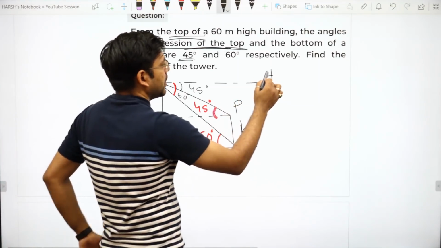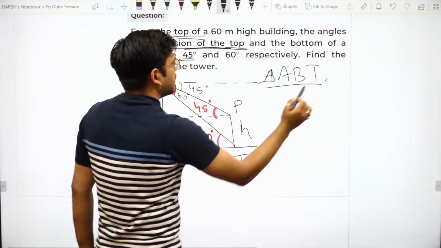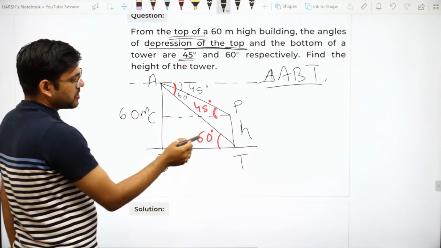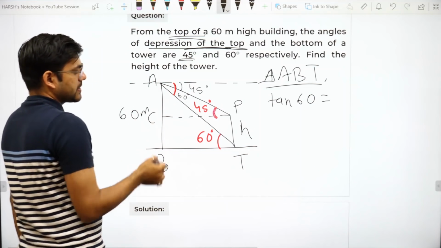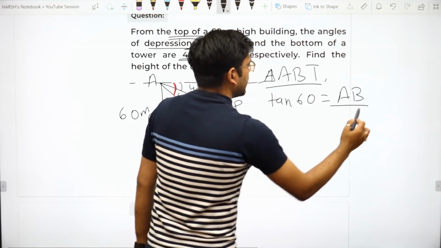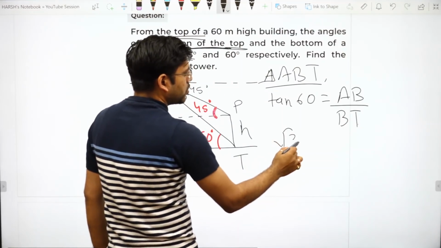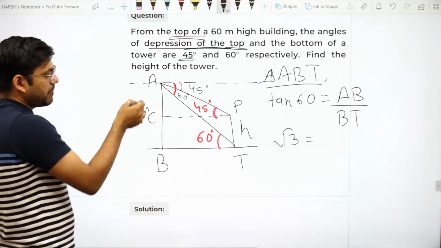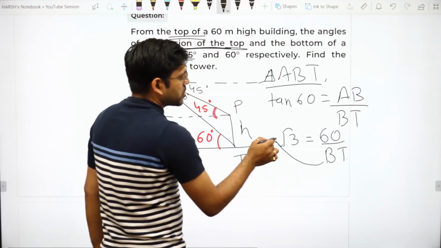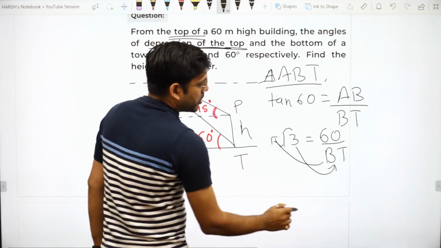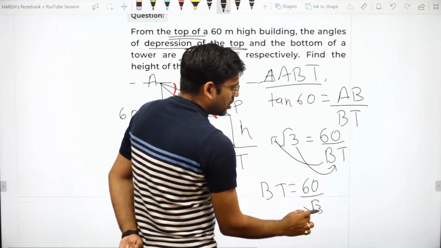So let's apply. For triangle ABT, I am writing tan 60 is equal to perpendicular, AB, divided by base, BT. Now tan 60 we know is root 3, equal to AB. We have the value of AB as 60, so this is 60 divided by BT. Now sending this to this side and this to this side, we will have BT equal to 60 upon root 3.